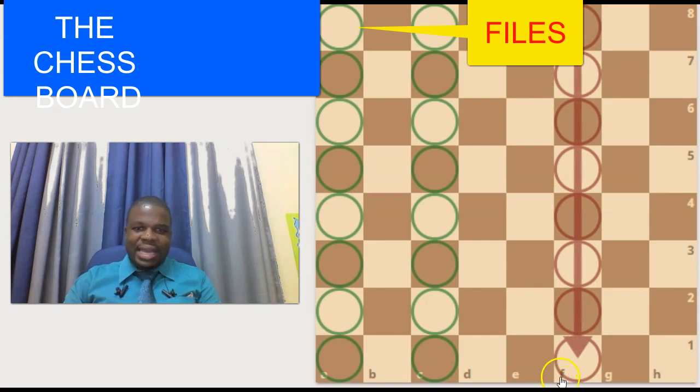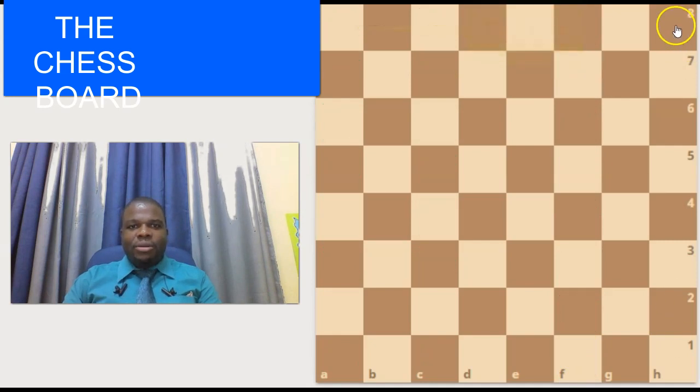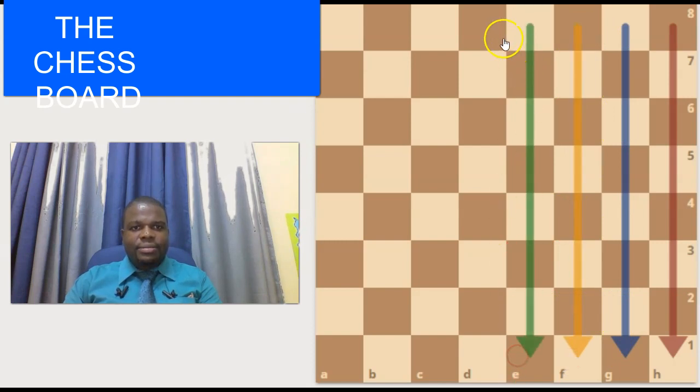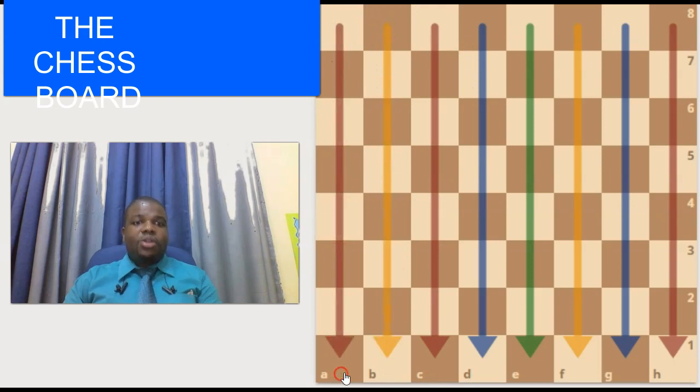Notice that the letter F is on that file. So that means this file is the H file, the G file, the F file, the E file, the D file, the C file, the B file, and the A file. So we have 8 files on the board.